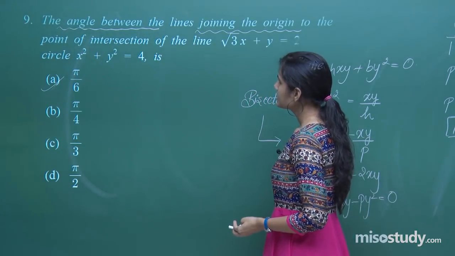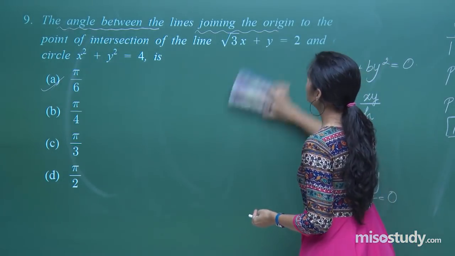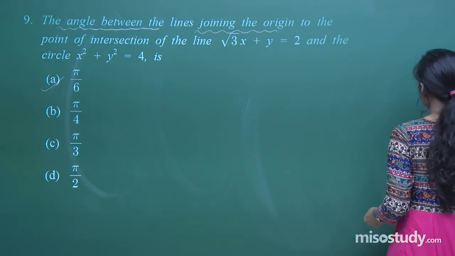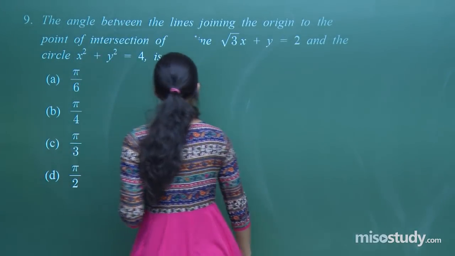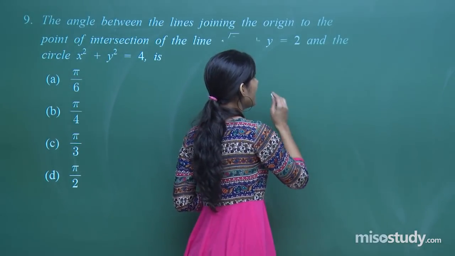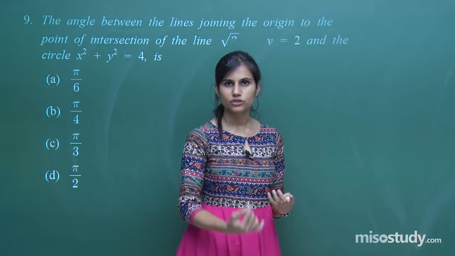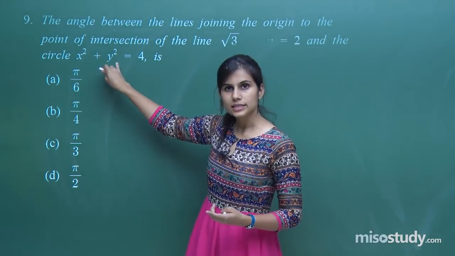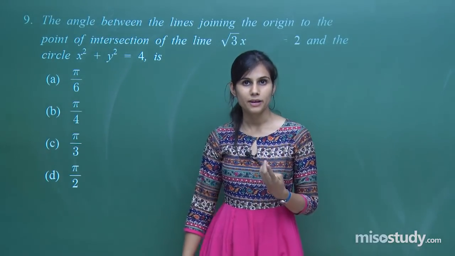Now the next question says: what is the angle between the lines joining the origin to the point of intersection of this line and this curve? So this is again a very direct concept. For that we need to revise a bit. Whenever you have this second degree general curve and you are interested in finding the combined equation of the straight lines joining the origin to the point of intersection of this line and this curve, how do you represent that? Basically the combined equation of the pair of straight lines.